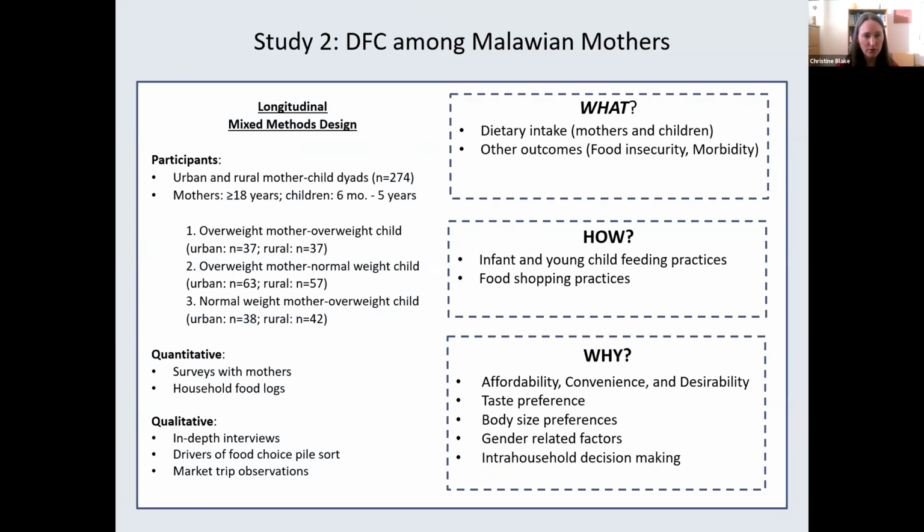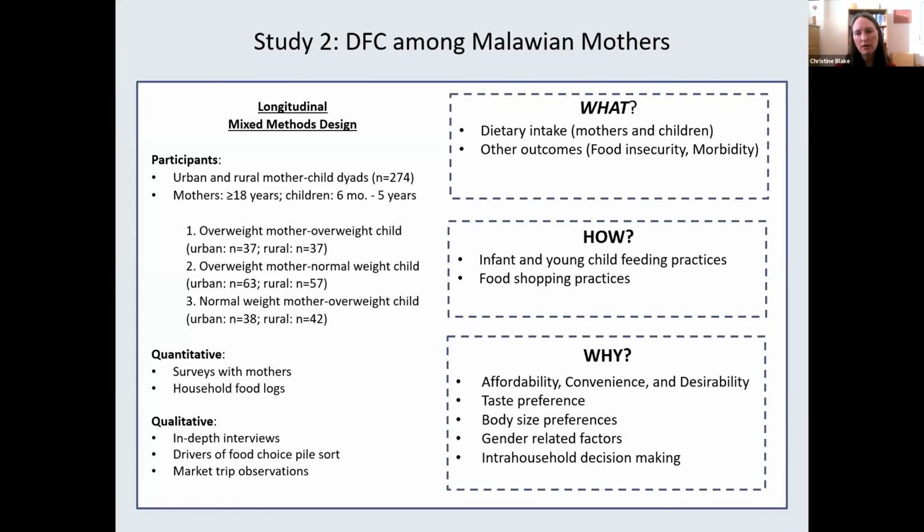They specifically recruited dyads with an overweight mother and an overweight child, an overweight mother and a normal weight child, and a normal weight mother and an overweight child. They conducted both quantitative and qualitative data collection, including surveys with mothers, household food logs, in-depth interviews, pile sorts, and market trip observations. To understand what participants ate, they measured dietary intake of both mothers and children and other diet-related outcomes, including food insecurity and morbidity.